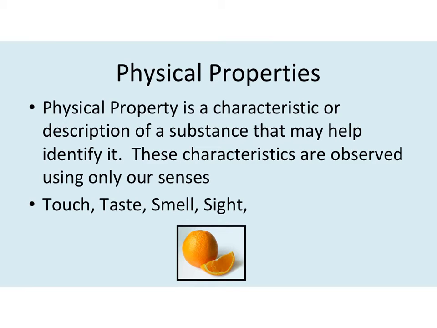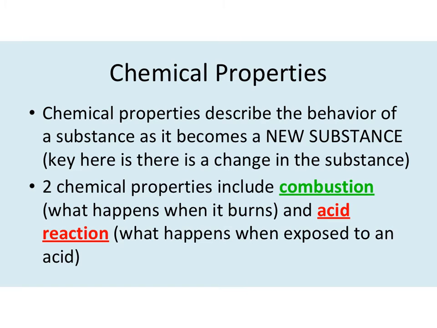Just a quick recap. A physical property is a characteristic or description of a substance that may help identify it. These characteristics are observed using only our senses. So that's you looking at it, describing how it looks, touching it, describing how it feels, smelling it. We usually don't taste things in chemistry, so you can leave the taste out, but it's really just using your senses.